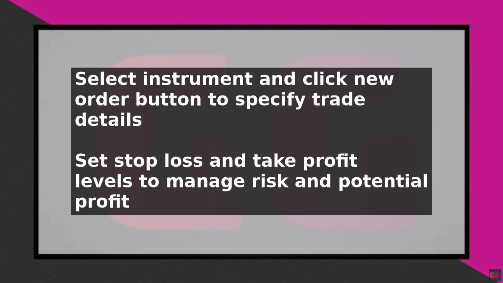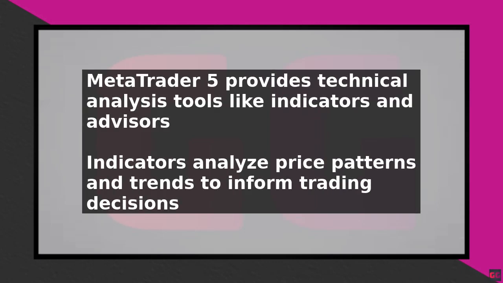and expert advisors. Indicators are used to analyze price patterns and trends, while expert advisors are automated trading systems that can execute trades based on predefined rules. To use these tools, open the navigator window and select the indicators or expert advisors you want to use. You can then apply these tools to your chart and adjust their parameters as needed.